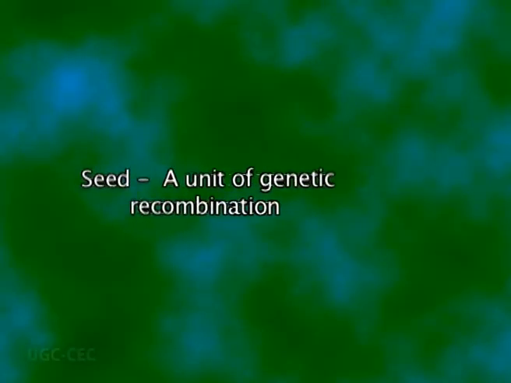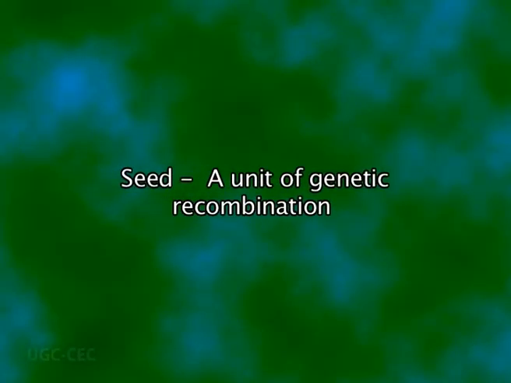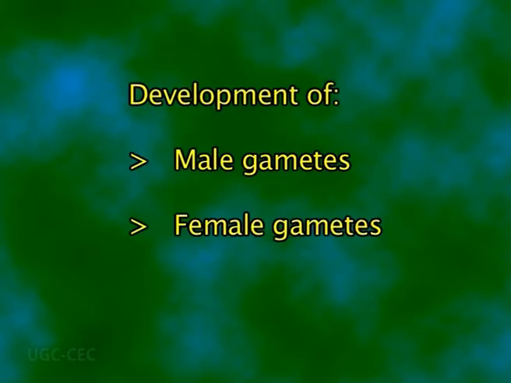Since seed formation involves independent assortment of genes and characters and crossing over at the time of formation of microspores and megaspores and then random fertilization, the seeds are rightly regarded as a unit of genetic recombination. Now, development of male gametes, female gametes and seeds in angiosperms.